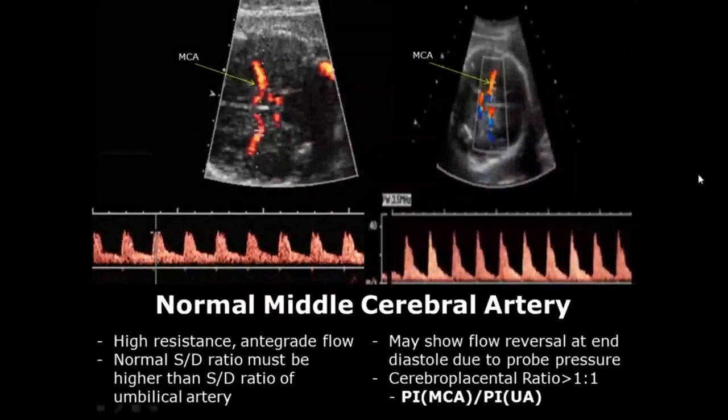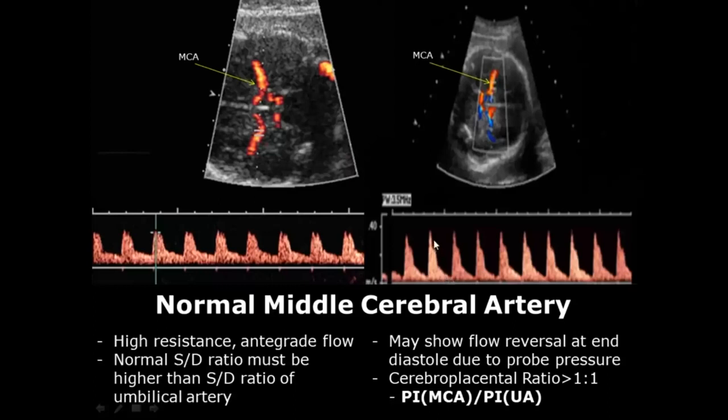On spectral Doppler, there is high resistance antegrade flow. Antegrade is forward flow. We can see the high resistance flow by looking at the velocity. Here the end diastolic velocity is very low. It is like less than 10 centimeters per second.